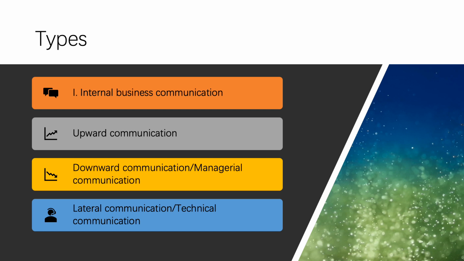Downward communication, also called managerial communication, is anything that comes from a superior to a subordinate. And lateral communication, also called technical communication, is internal or cross-departmental communication between co-workers.